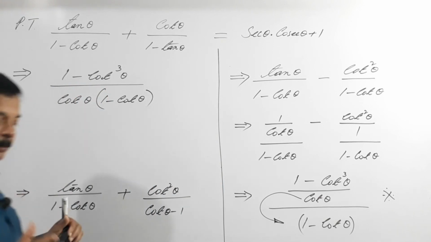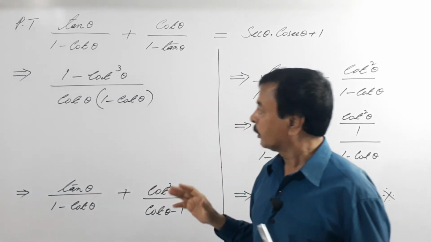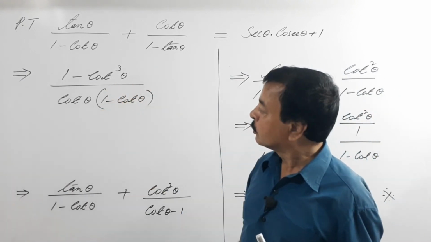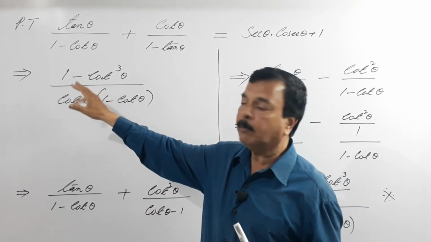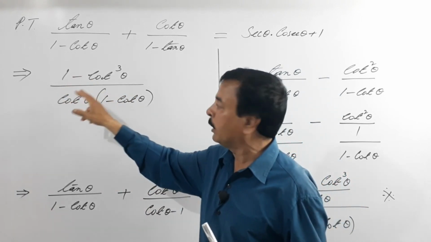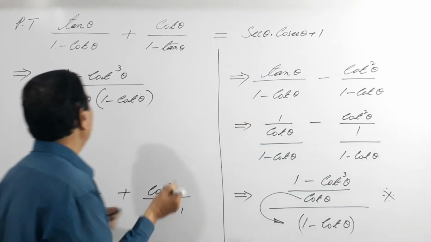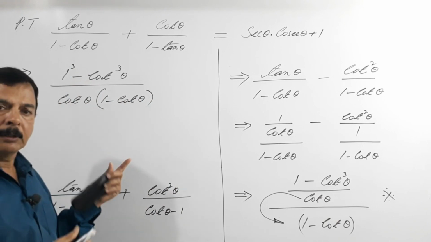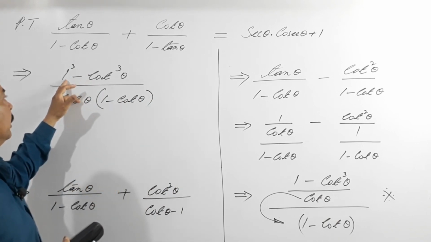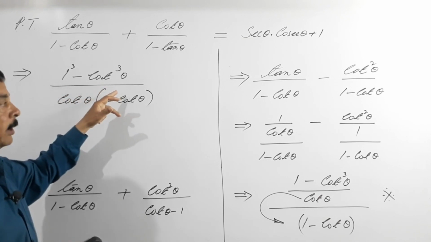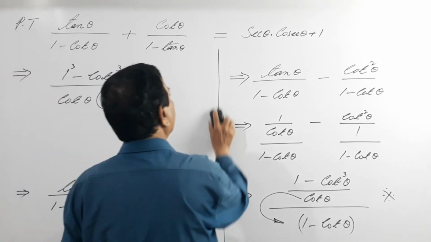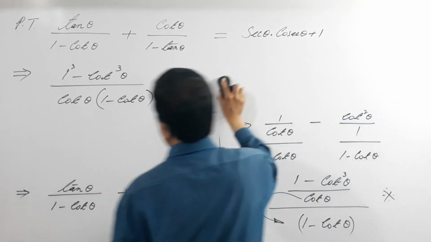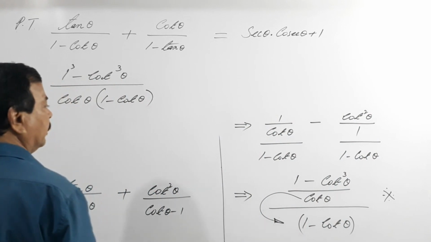Now if you keenly observe here, we don't have the value of cot cube theta, we don't know. So in the numerator we have 1 minus cot cube theta. I'll make it as 1 cube. 1 cube is nothing but 1. So now this is of the form a cube minus b cube, right? So this is the form.